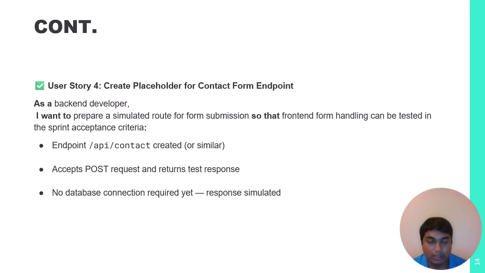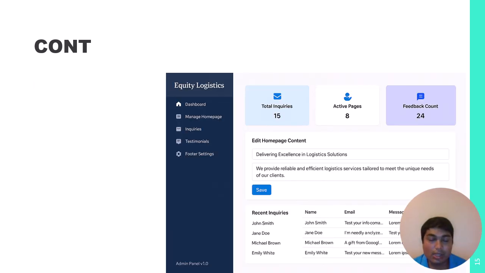Now this is my user story 4, which is creating a placeholder for the contact form endpoint. The task I did was create a fake backend route for the contact form. I made an endpoint at /api/contact that accepts a message and replies with a fake success message. This doesn't save the message anywhere yet. It just helps the front-end team test if their form works. Later in Sprint 2, I will add real logic to handle the form and store the message.